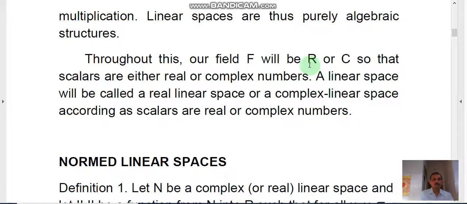A linear space will be called real linear space or complex linear space according as the scalars are from the real or complex number field. So now for Banach space we define the basic requirement, which is normed linear space. Normed linear space is similar to a metric space and it has certain conditions, properties. So we see here normed linear space.